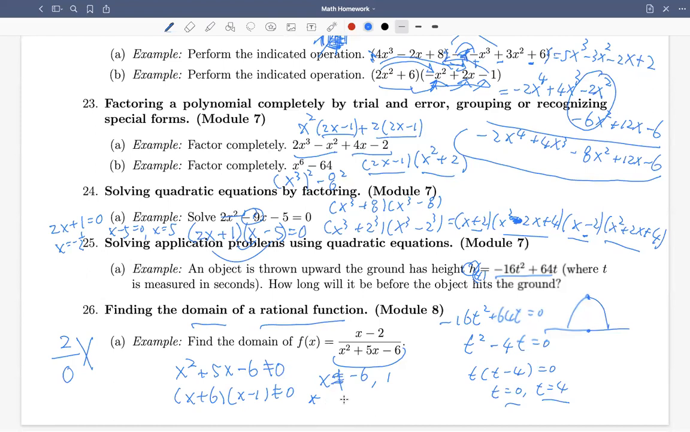So the domain is x can be any number, but not negative 6, not 1. So we put the not equal to sign. Okay, x not equal to negative 6 or 1, but can be any other values.